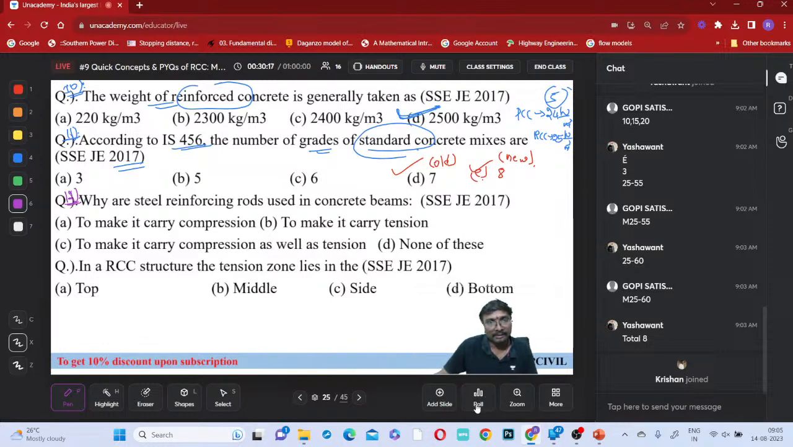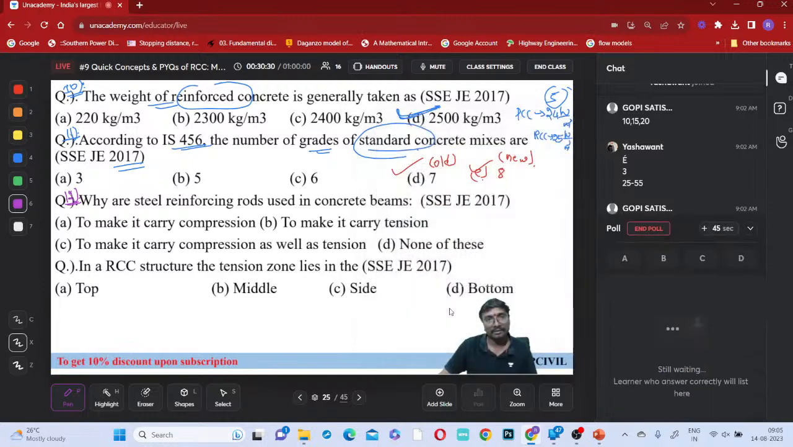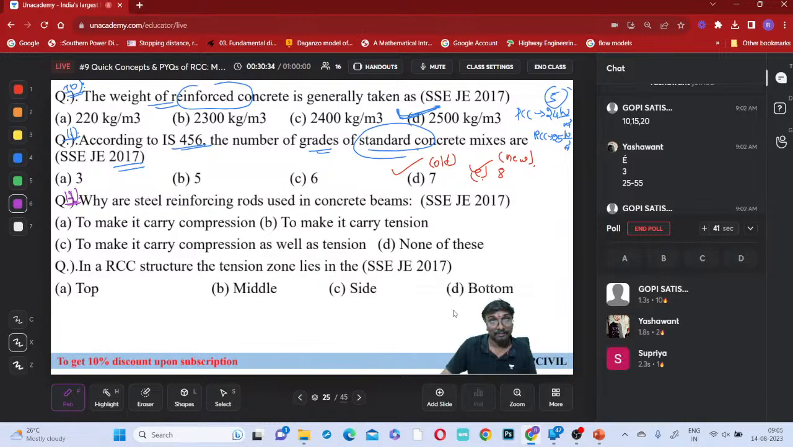So here, if you just observe why these concretes are used, mainly for which purpose they are used. The main purpose you have to answer here, right? Question number 12.